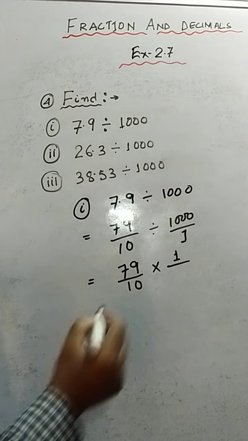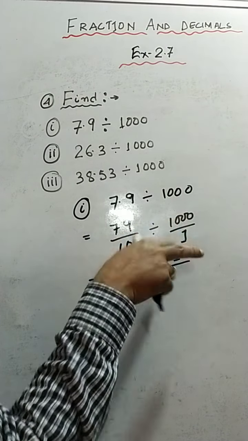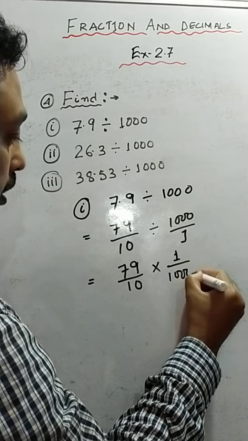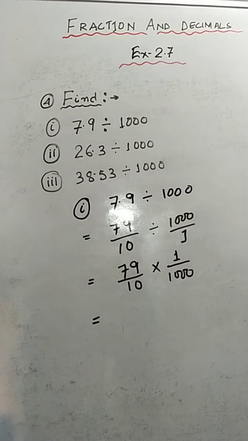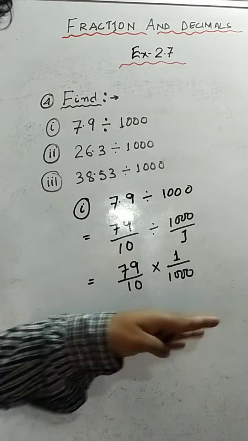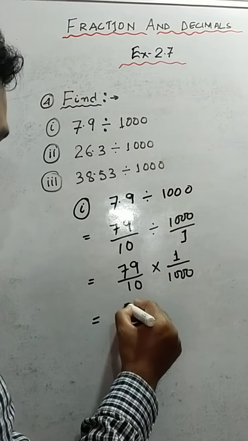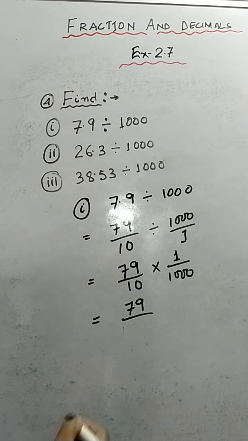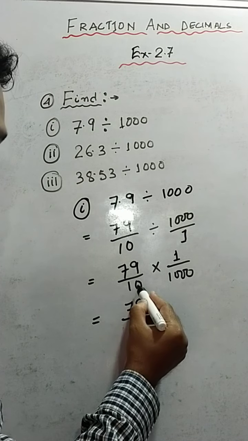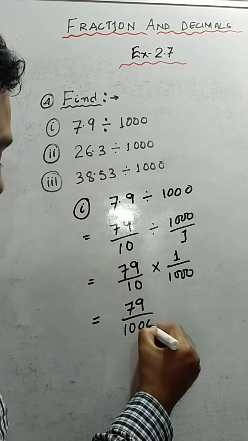And we know that when we put the multiplication sign, this fraction's reciprocal, isn't it? This is the final look. Now, what will be the next step? We'll multiply numerator with numerator, that is 79. And what will be the denominator? That is 10 into 1000, again 10,000.